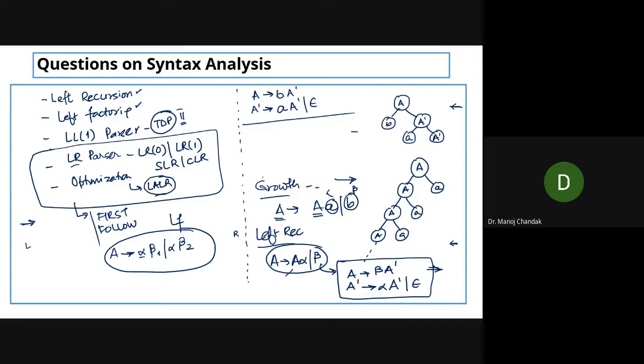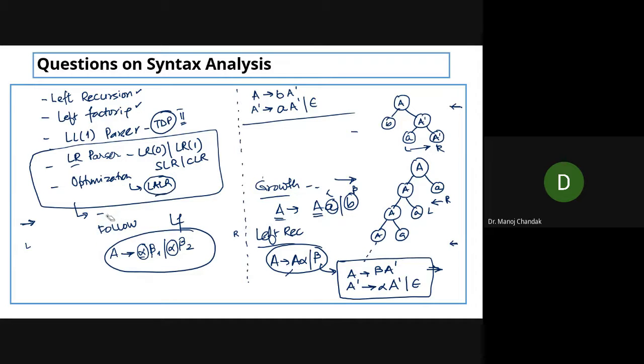So you will find some difference in the two trees. One tree is growing in the left direction, which is not permitted in English, and one tree is growing in the right direction, which is permitted in English. So left to right is permissible, but right to left is not permissible. So that is the basic idea of left recursion. Similarly, you have left factoring also, where the first symbol is used in multiple rules.